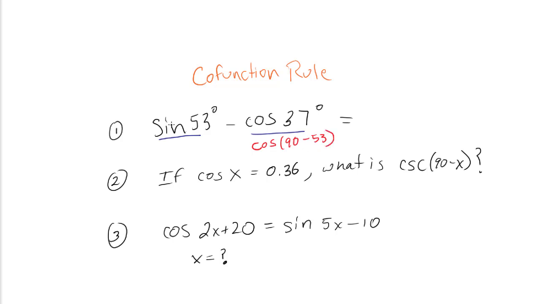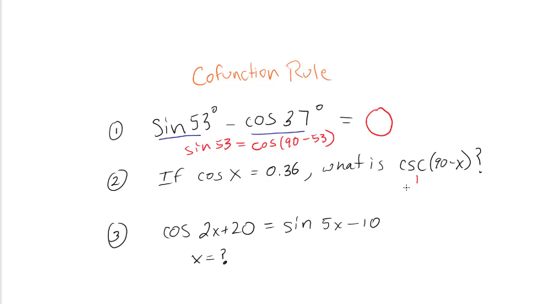This is 90 minus x if the sine of 53 is x, which means I'm subtracting the number from itself. The answer must be 0. What if the cosine of x is 0.36? What is the cosecant of 90 minus x?